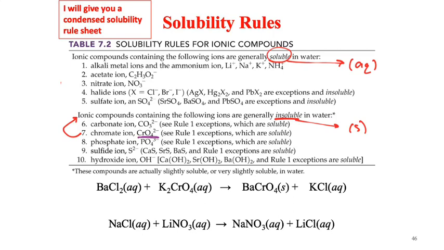Are there exceptions to that rule? Yes. So we have to look at the exceptions. The exceptions reference Rule 1, so I have to go all the way up to Rule 1. What is Rule 1? Alkali metals and the ammonium ion. Is barium an alkali metal? No. Is it an ammonium ion? No. So the exceptions aren't relevant, which means the phase for that one would be solid.